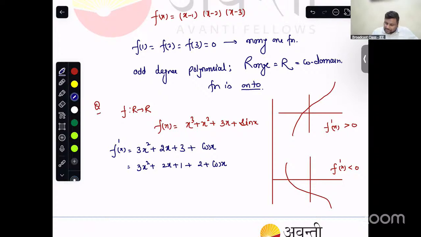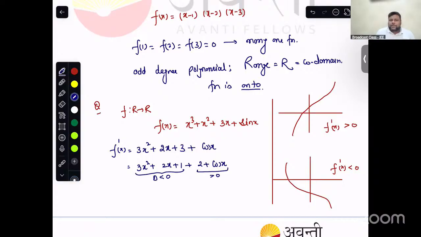Now tell me, what about this? Is it always greater than 0? 2 plus cos x? Because the range of cos x is minus 1 to 1. If you add 2 to it, it will become 1 to 3. So 2 plus cos x is always more than 0. Am I correct? If I see this quadratic polynomial, its D is less than 0.